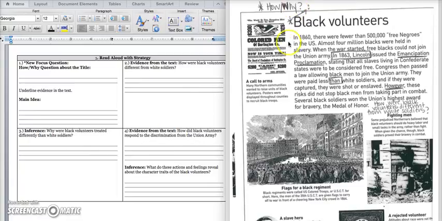All right, let's begin reading Black Volunteers. And remember, we're trying to look for the answer to our how or why question. How did Black volunteers participate in the Civil War? Why did they participate in the Civil War?